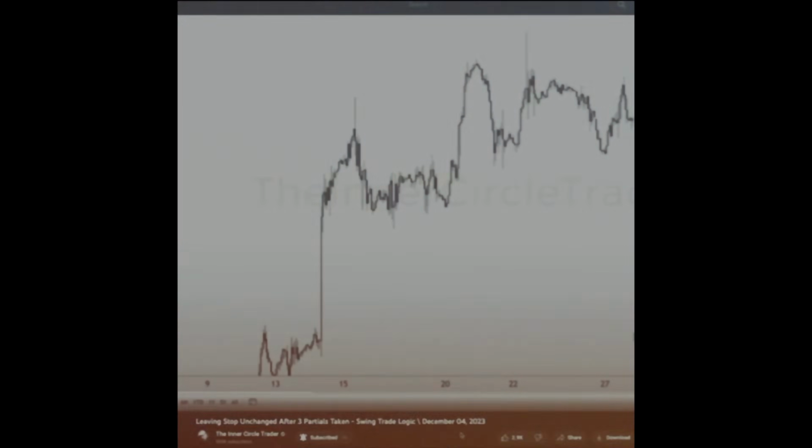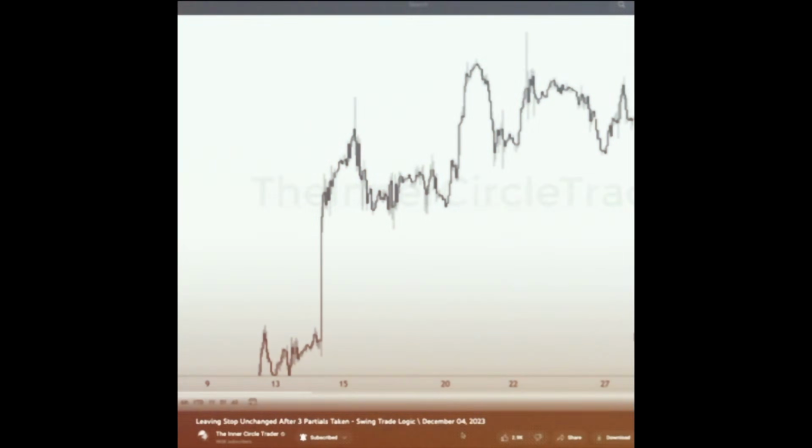I'm going to break down ICT's latest trade and show you how he uses Goldbach, aka Enigma, to execute all of his strategies.